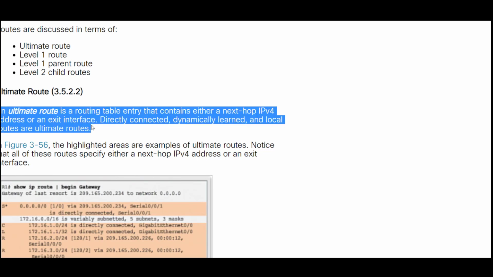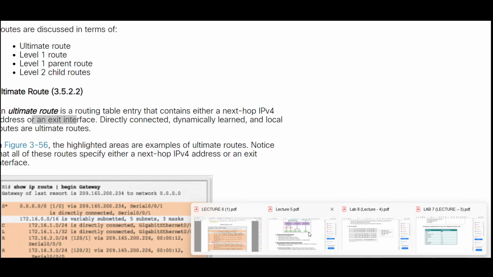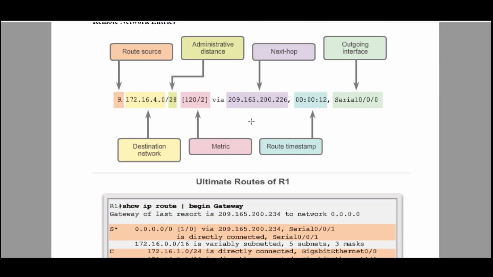So there is nothing more to say here. What does an ultimate route mean? An ultimate route in the routing table entry contains either a next hop address or an exit interface. So it is going to have a next hop entry, where we have to jump. It will have a next hop IP address, or it will have the name of an interface. Anything having this is called an ultimate route.